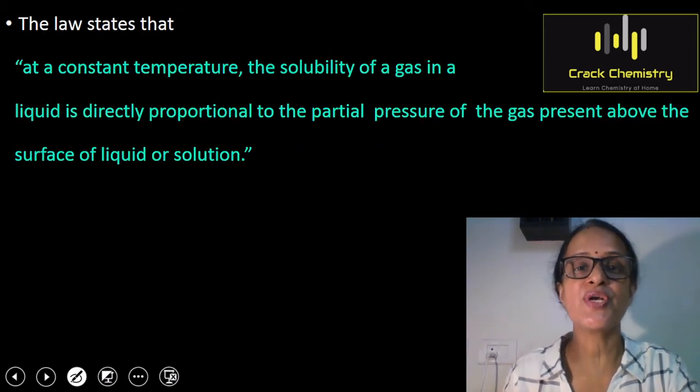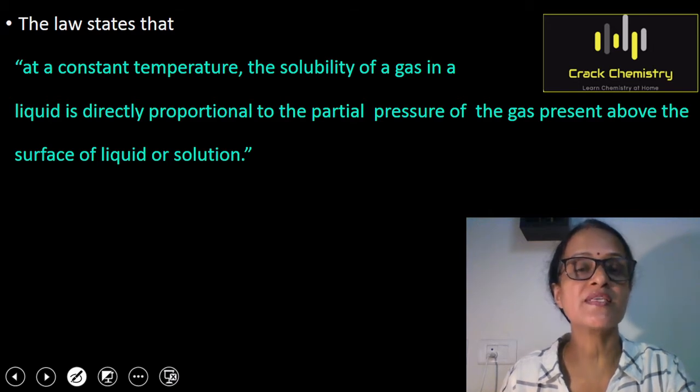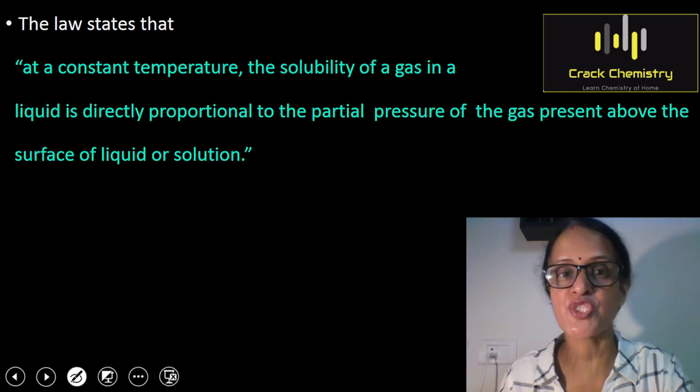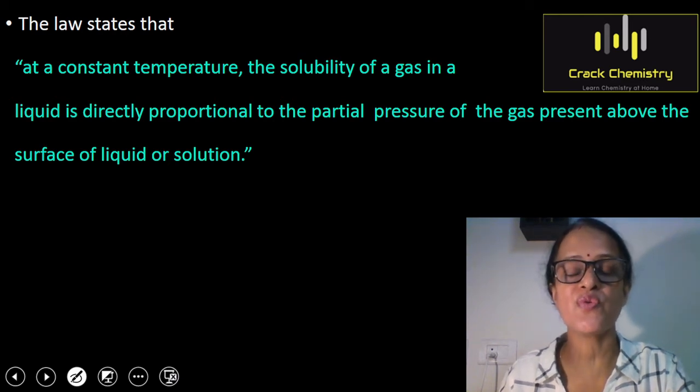So as I told you, there are a number of ways by which Henry's law can be expressed. The first way is that the solubility of a gas in a liquid is directly proportional to the partial pressure of the gas which is present above the surface of the liquid at a given temperature. So this is one of the ways by which Henry's law can be expressed.